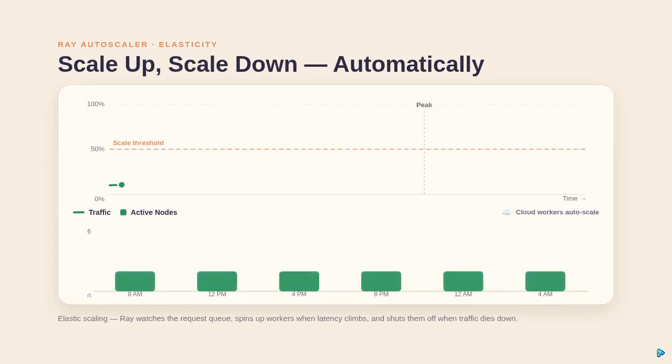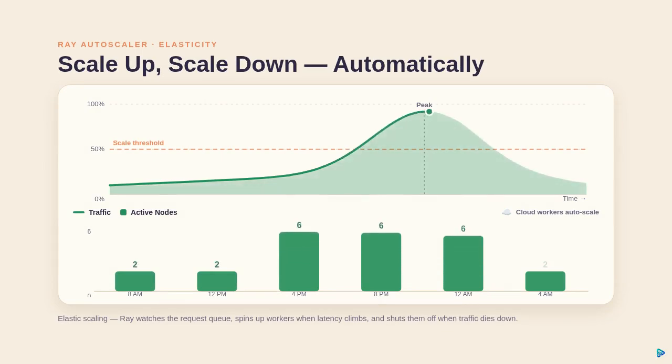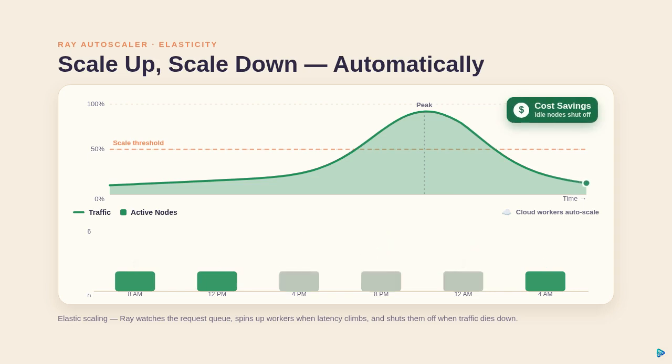Scaling isn't just about adding more GPUs. It is about doing it dynamically. Ray's autoscaler monitors your request queue. If the latency starts to climb, it automatically spins up new worker nodes in the cloud. When the traffic dies down at night, it shuts them off to save you money. This elasticity is why engineers choose Ray over static Kubernetes deployments.